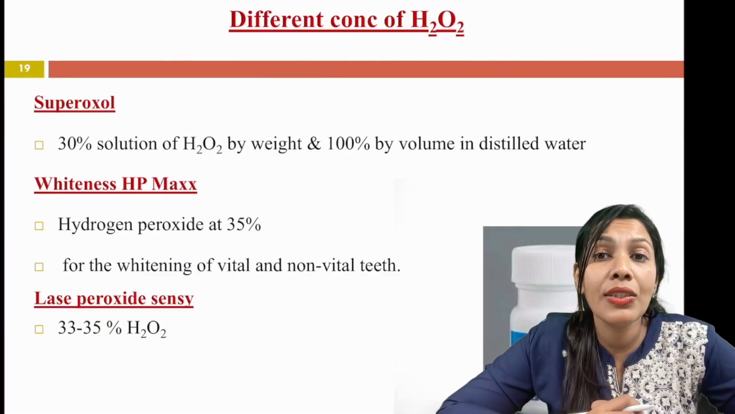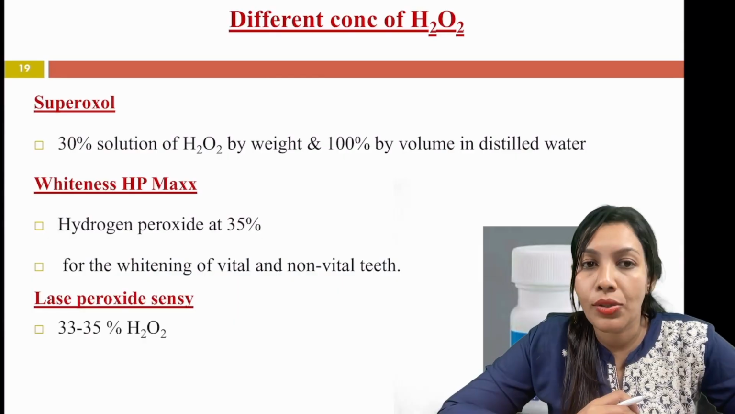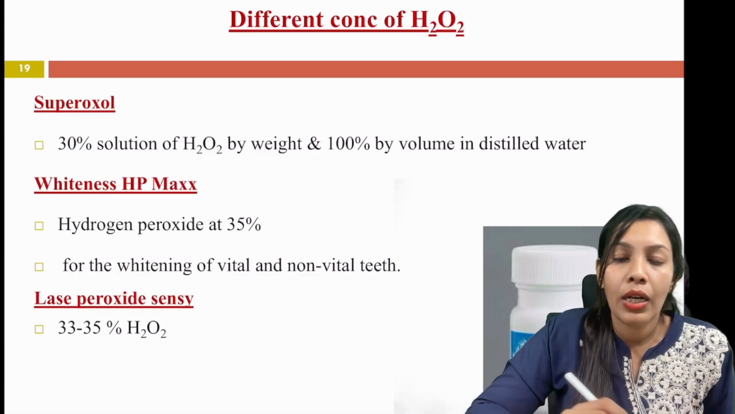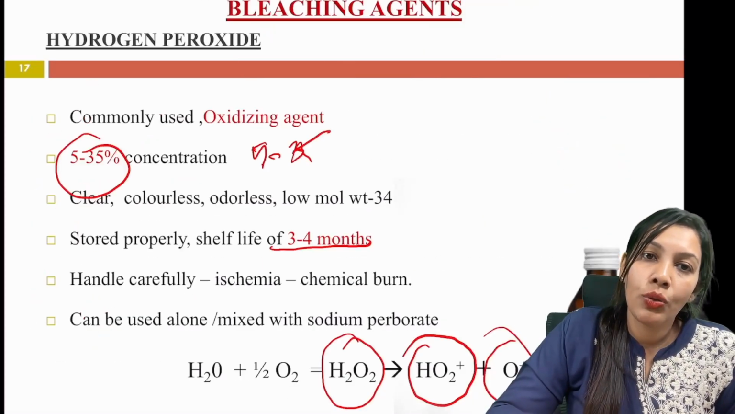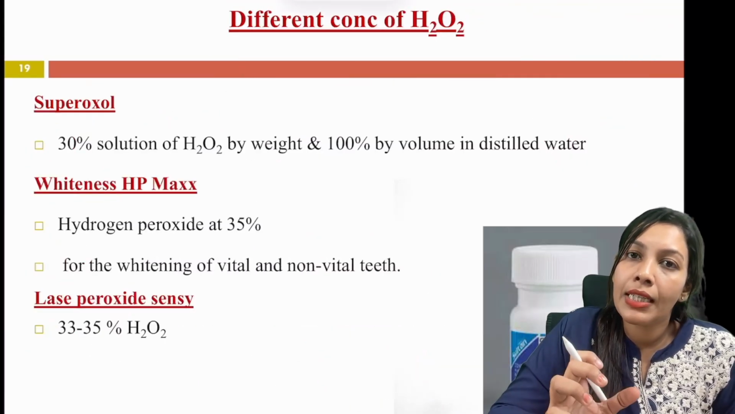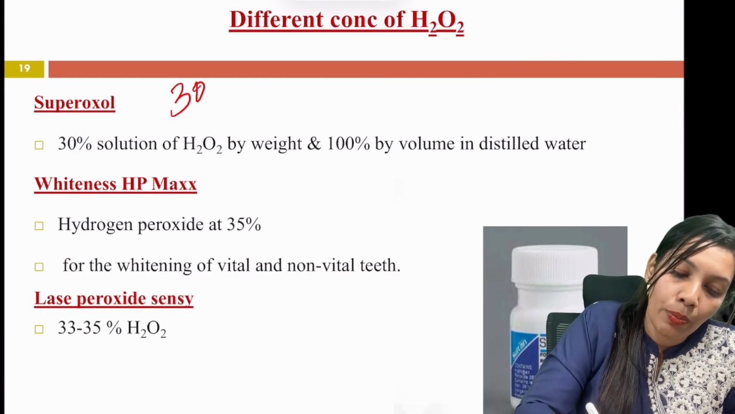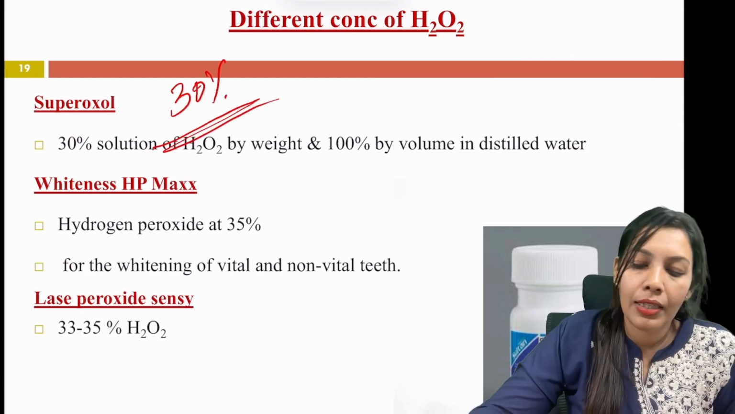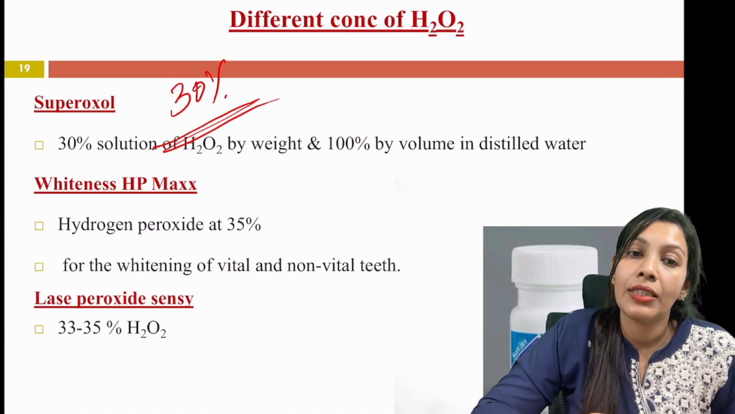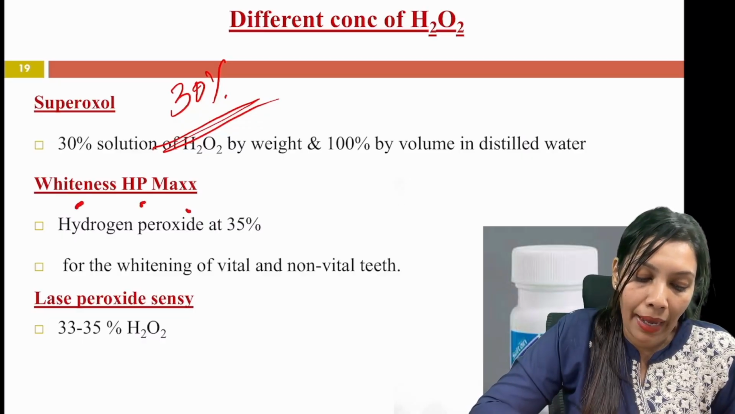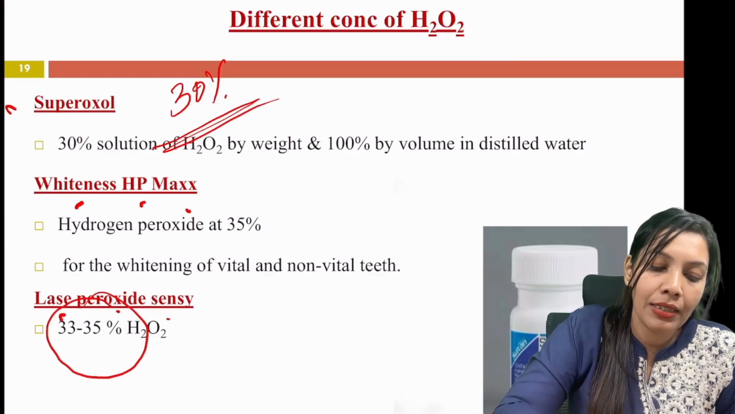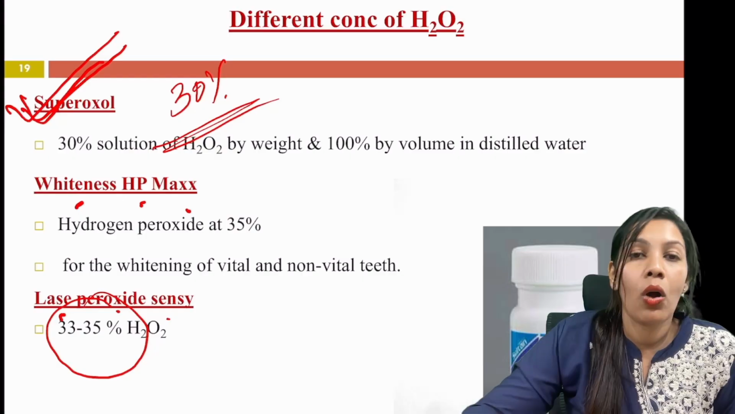Next is the concentration of H2O2. There are different concentrations of H2O2 that you need to know. First is superoxide. As I said earlier, H2O2 has a composition of 5 to 35% in between. If it is 30%, it is called superoxide. Very important. If it is 30%, it is superoxide. If it becomes 35%, it is called Whiteness HP Max. And in between 33 to 35, Lase Peroxide Acid. In this, the important one is actually superoxide.